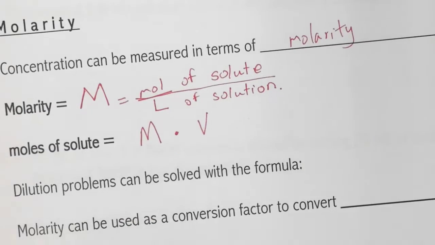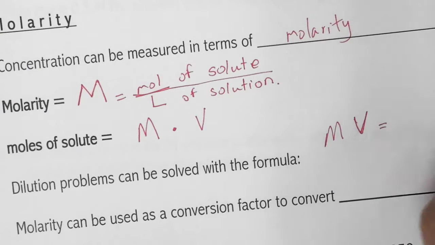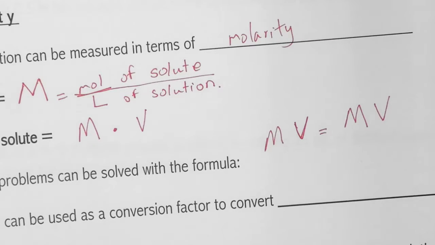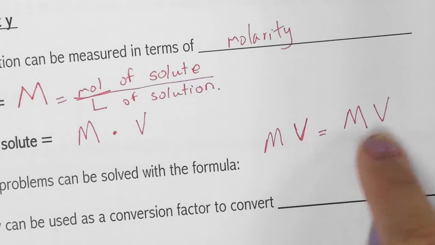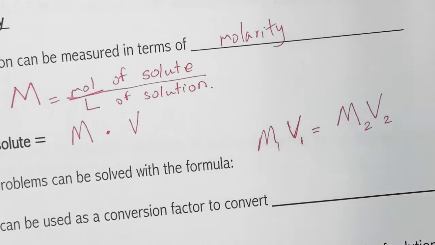To do the dilution problem, all you do is this. You're going to do molarity times volume equal to molarity times volume. Remember, the amount of solute that dissolves in the liquid doesn't change just because you are diluting. The amount of your stuff is still the same. You just mix it with more water. So you're doing concentration times volume equal to concentration times volume. Some people say CV equals CV. I say MV equals MV. So we're going to say M1V1 equals M2V2.